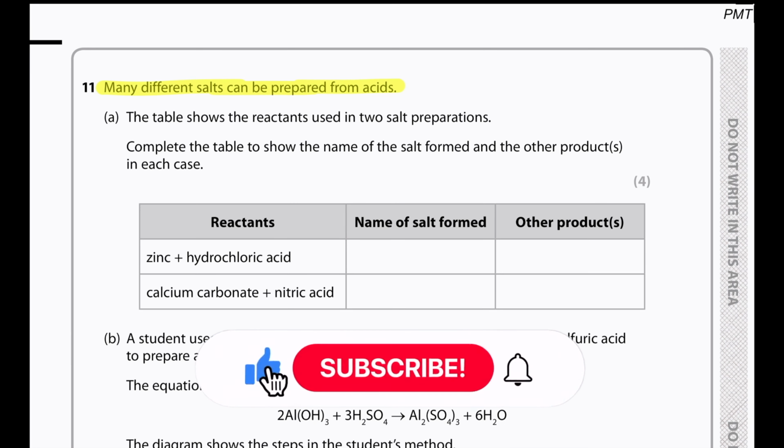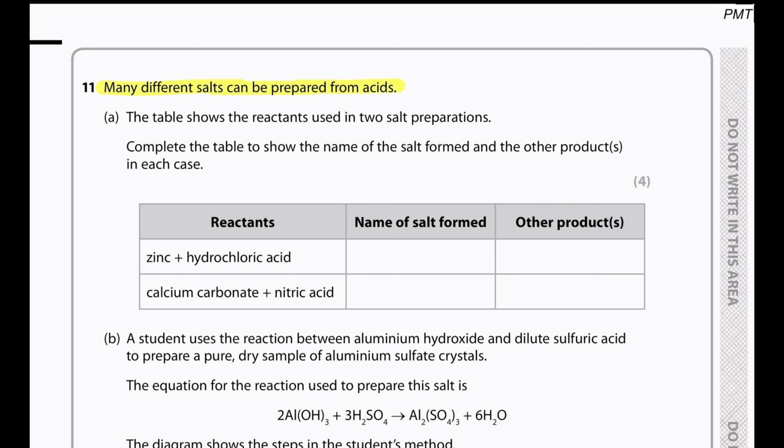Many different salts can be prepared from acid. The table shows the reactants used in two salt preparations. Complete the table to show the name of the salt formed and the other products in each case. Zinc plus hydrochloric acid: the salt will be zinc chloride and the other product will be hydrogen. Calcium carbonate plus nitric acid: this will give us calcium nitrate plus carbon dioxide plus water.